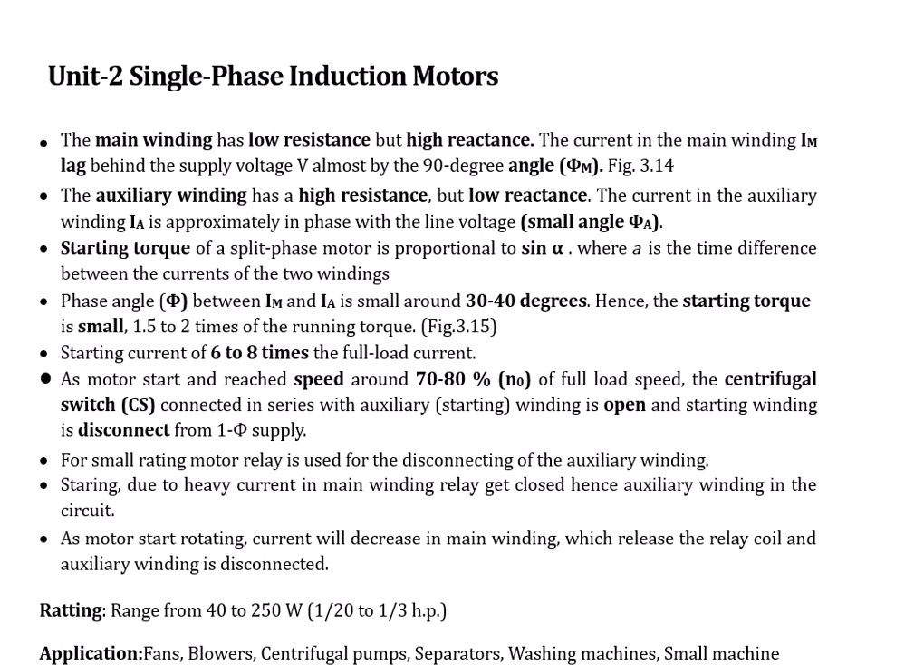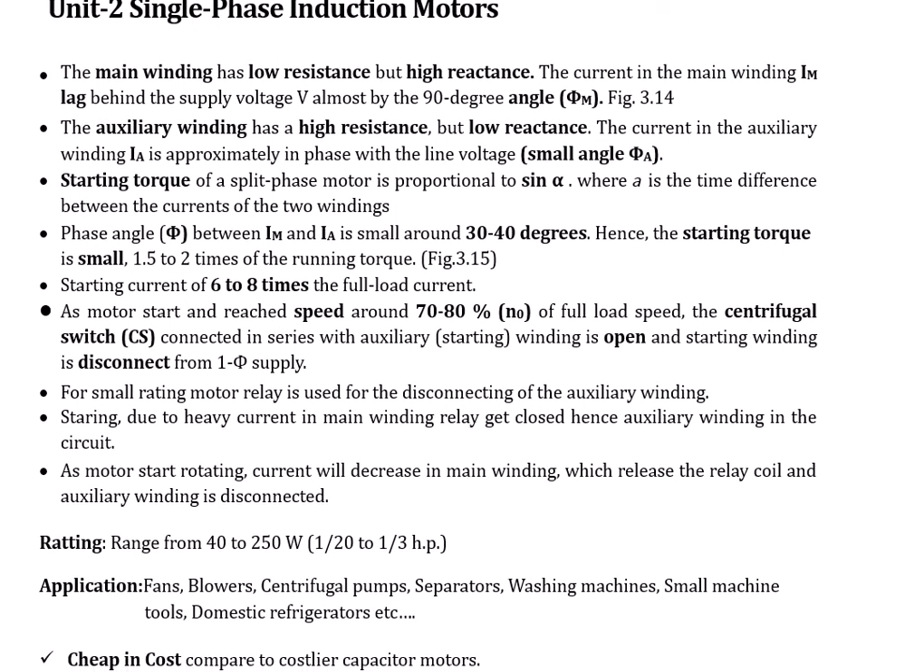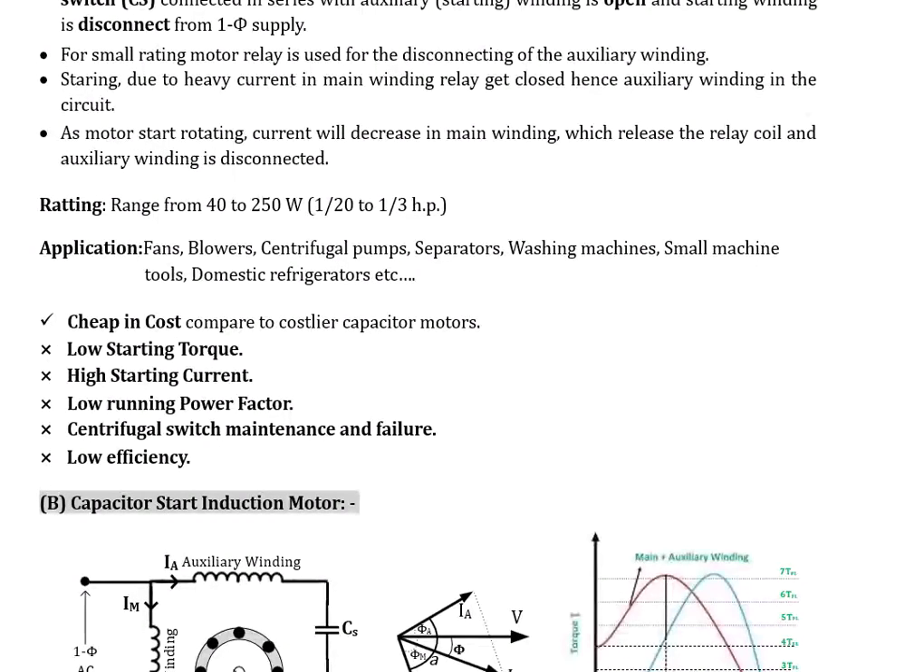At starting, due to the heavy current in the main winding, the relay gets closed, so the auxiliary winding is in the circuit. As the motor starts rotating, the current decreases in the main winding, which releases the relay coil, and the auxiliary winding is disconnected. So if we use the relay, these last two sentences explain how it works. The rating ranges from 40 to 250 watts. If we convert to hp, it is 1/20 to 1/3 hp.